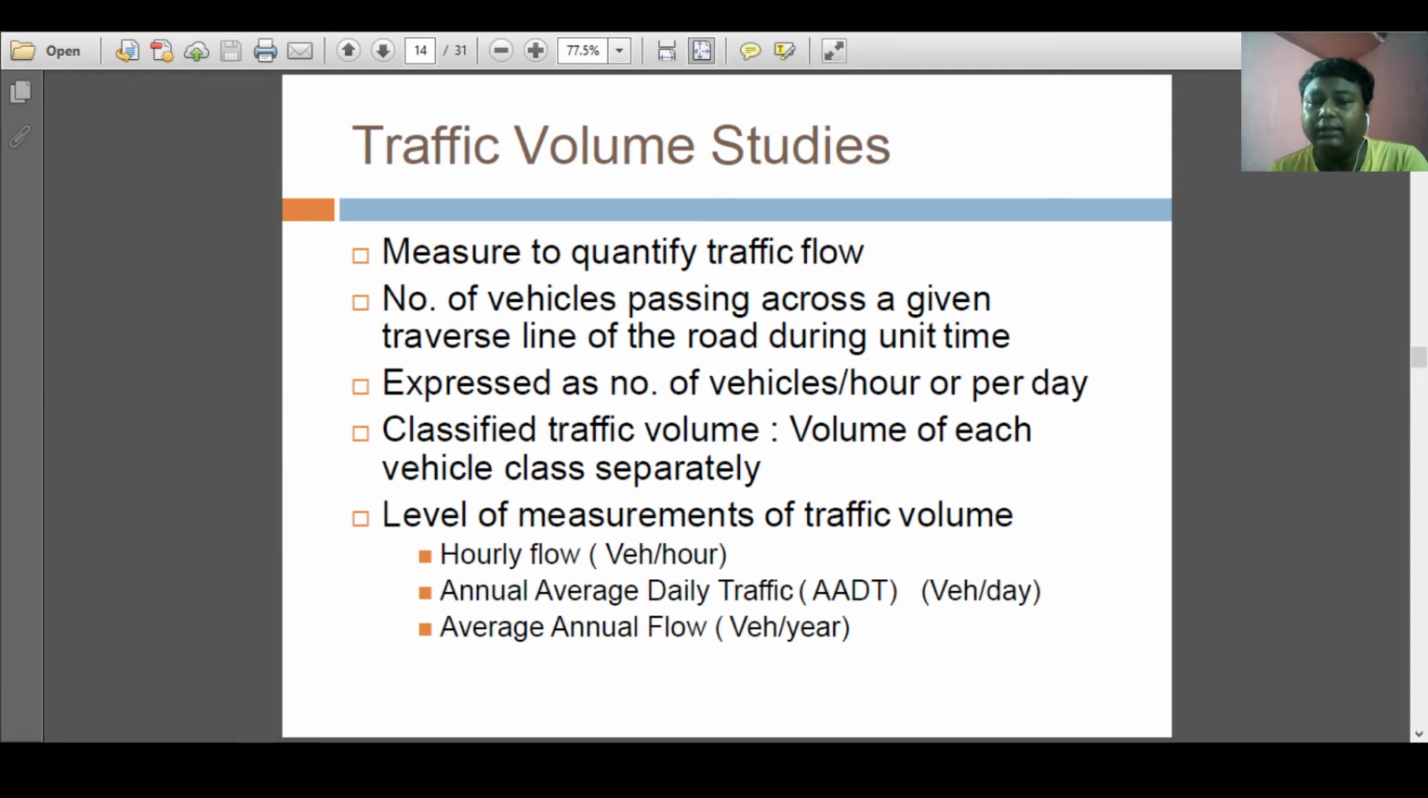So why do we need these traffic volume studies? For the design of any road, the first parameter we need to consider is the traffic volume, meaning how much traffic may fly on the road. Based on that we first fix the width of the road, so that the number of vehicles, or the volume we calculated, can be accommodated. So the traffic volume study is one of the important parameters we need to consider.